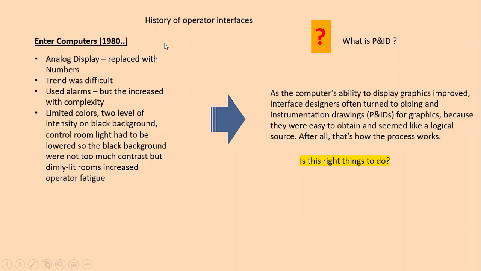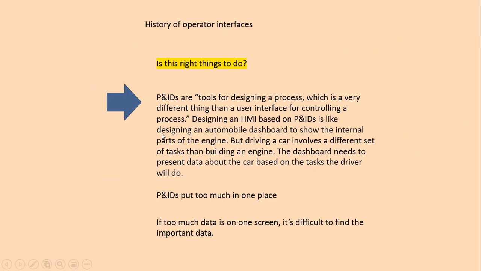One question you might ask: what is P and ID? P and ID is actually piping and instrumentation drawing for graphics. It is used for instrumentation to lay out and install in the plant, but basically this is not for HMI to use. But yes, it gives a flow of the process, but overall it should not be used in the HMI.